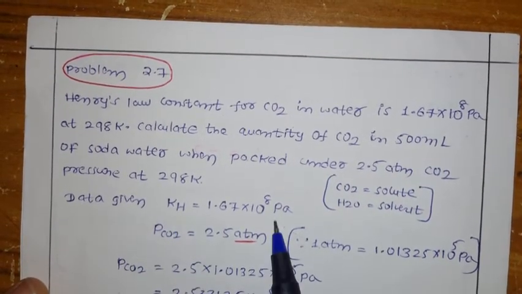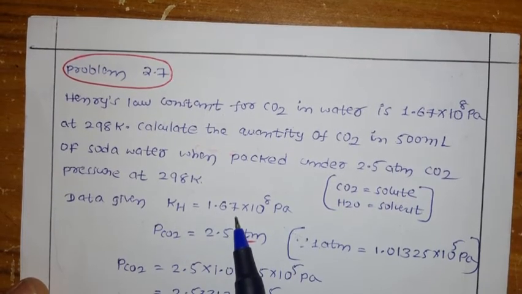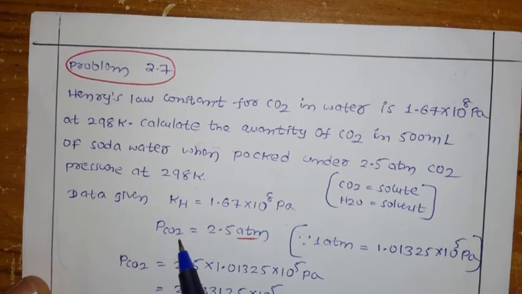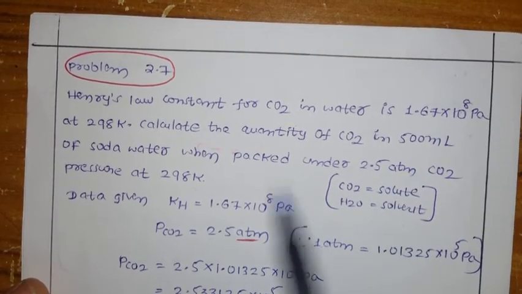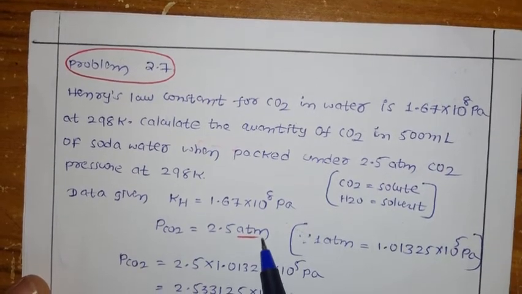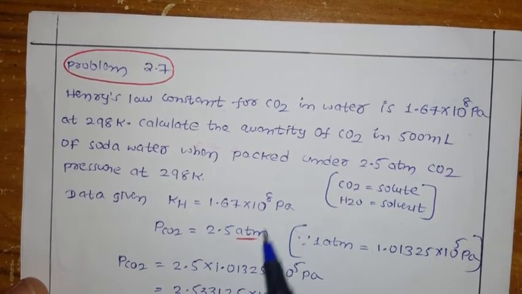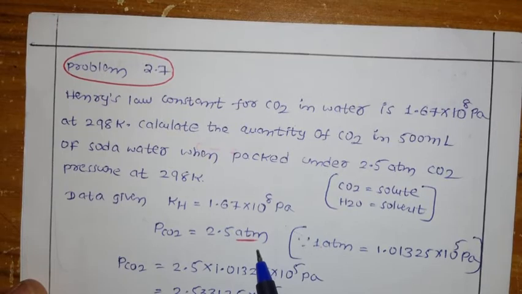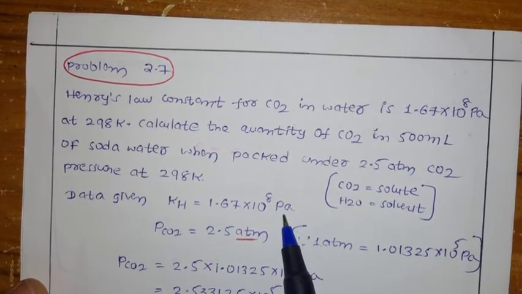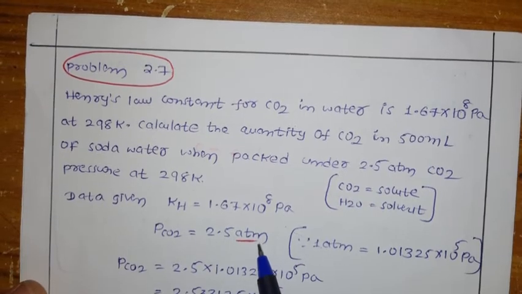First, they gave Henry's constant. How much? 1.67 into 10 to the power of 8 Pascal. Now the partial pressure of carbon dioxide: they gave 2.5 atm. So here the units have to match. Henry's constant and partial pressure should be in the same units. Henry's constant is in Pascal, but partial pressure is in atm.